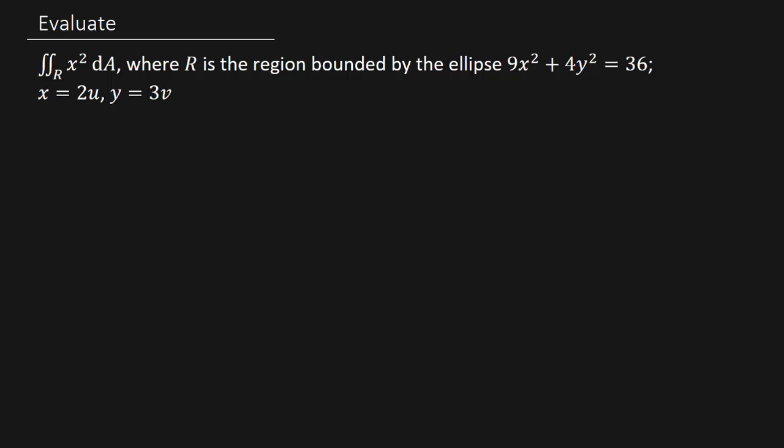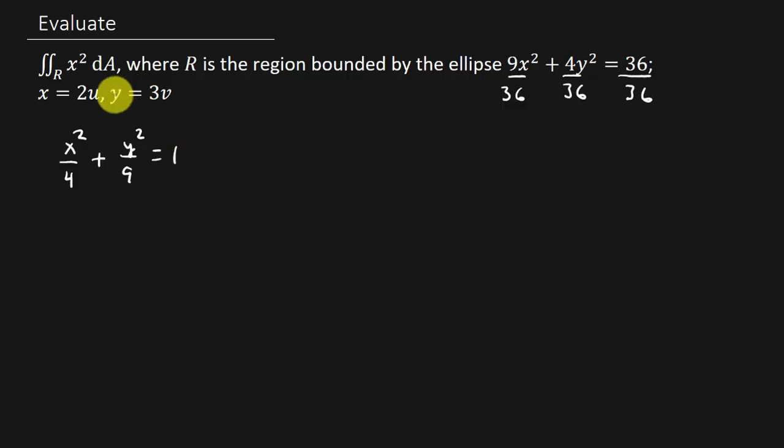So notice we have x is equal to 2u, y is equal to 3v. So what we're going to do is take that and plug it into here. But before we do that, we're going to divide each of these by 36. And this is an ellipse. Remember, you want it to equal 1. So this is going to be x squared over 4 plus y squared over 9 equals 1.